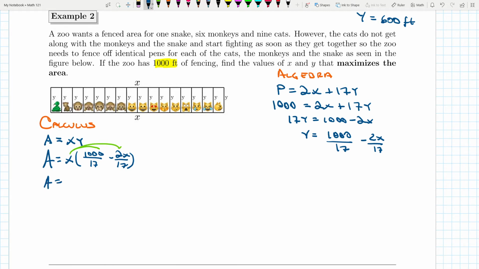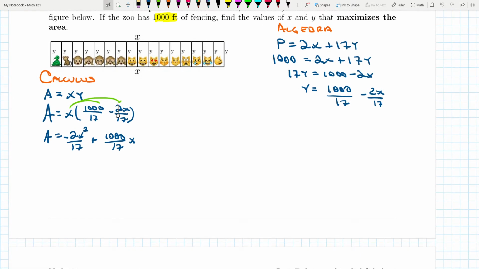So that's going to be minus 2x squared over 17 plus 1,000 over 17 x. I know these are crazy numbers, but in the end, it's going to go a lot nicer than it actually looks. All right, so let me have my calculator ready. So we take the derivative, A prime, that's going to be negative 4 over 17 x plus 1000 over 17.